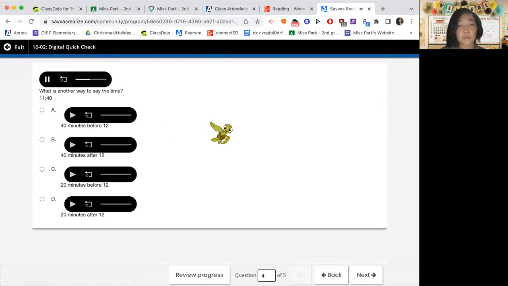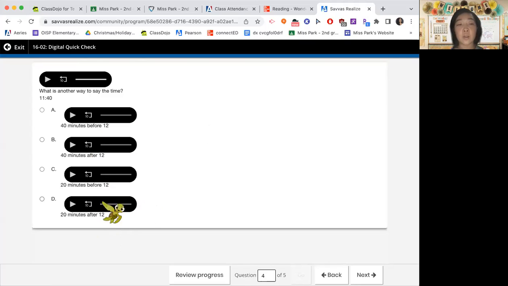What is another way to say the time? So we have 11:40. Is it 40 minutes before 12? If it's 40 minutes before 12, that means it's 11:20. Is it 40 minutes after 12? That would mean it's 12:40 because it's after 12 o'clock. Is it 20 minutes before 12? So 20 minutes before 12, let's think. 60 minus 20 equals 40. So that would be 11:40. Or is it 20 minutes after 12, which would mean 12:20?